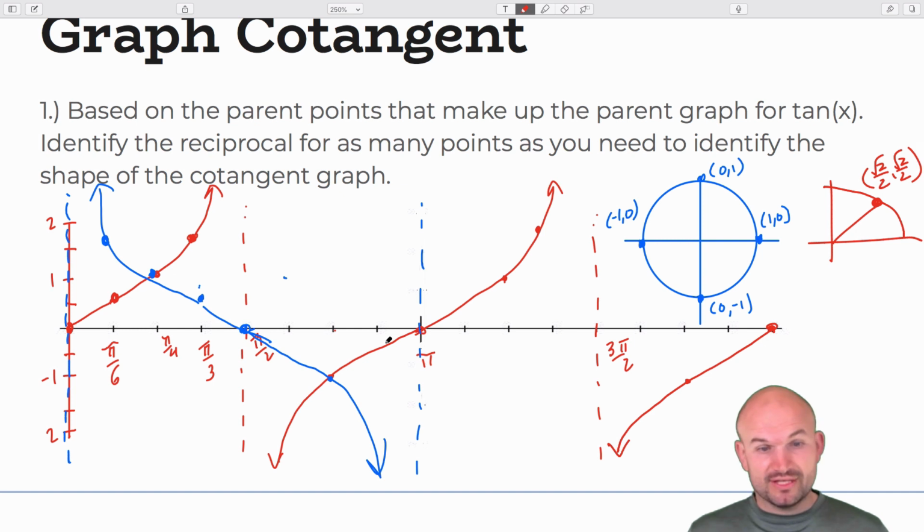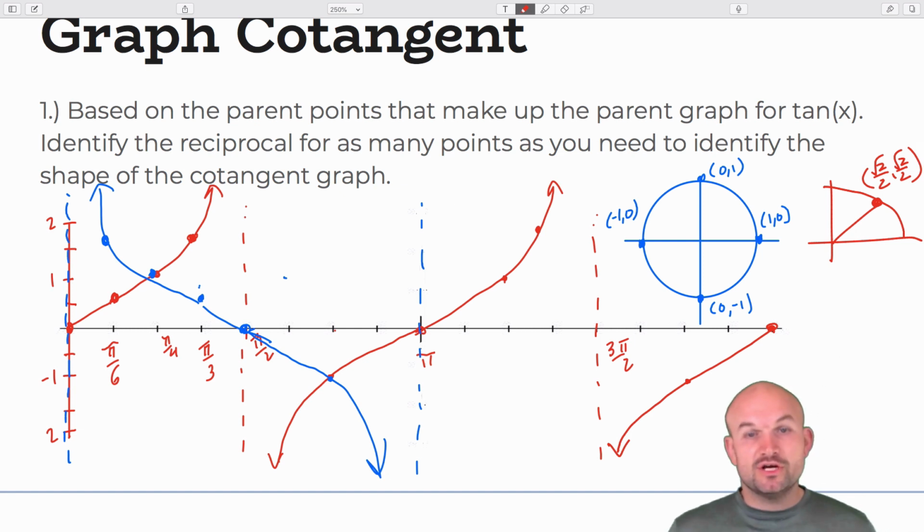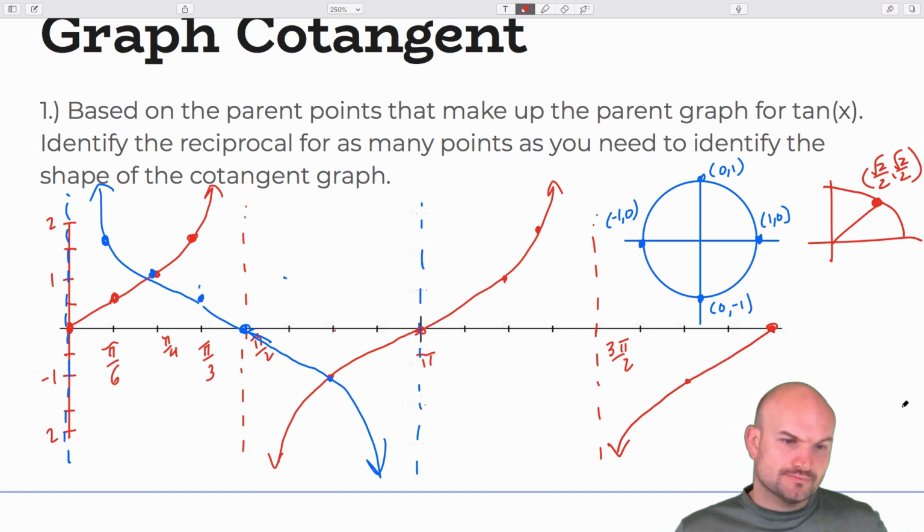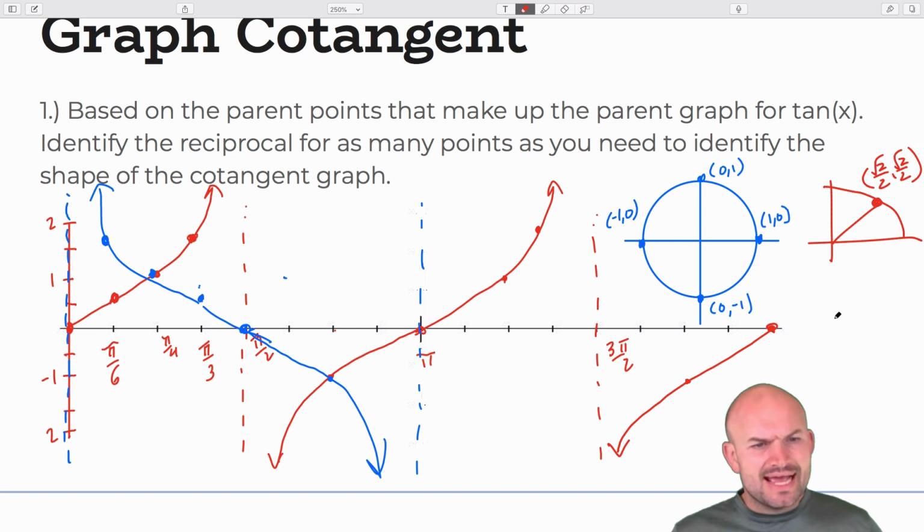The period, how long it takes the graph to repeat itself, looks like it's going to be pi, right? So from here to here, and then the next one is going to be from pi to 2 pi, it's going to repeat itself. So the period is just like tangent. And one thing I mentioned is it also looks like it's odd, just like tangent. Tangent was an odd function, symmetrical about the origin.